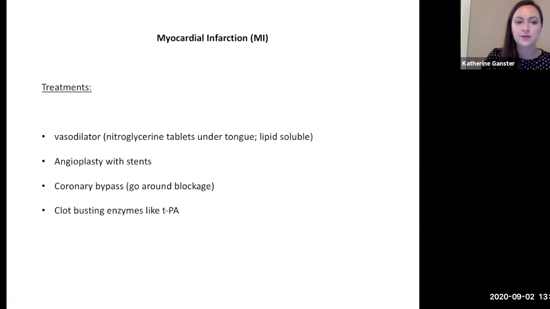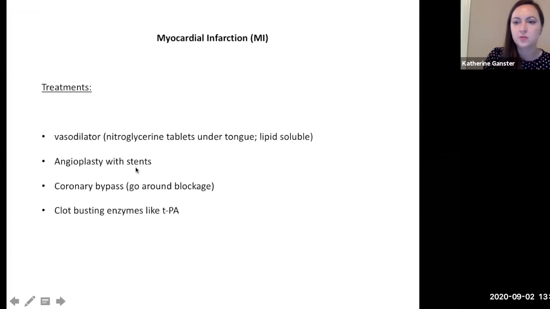There's various different treatments. One is a vasodilator. Vaso referring to blood vessel, dilating, making the blood vessel larger so that blood flow can go through there better. For this, you can use a nitroglycerin tablet. You put it under the person's tongue. It is lipid soluble, so it can go through the phospholipid bilayer of the cells lining the mouth and get into the blood through the blood vessels under the tongue.